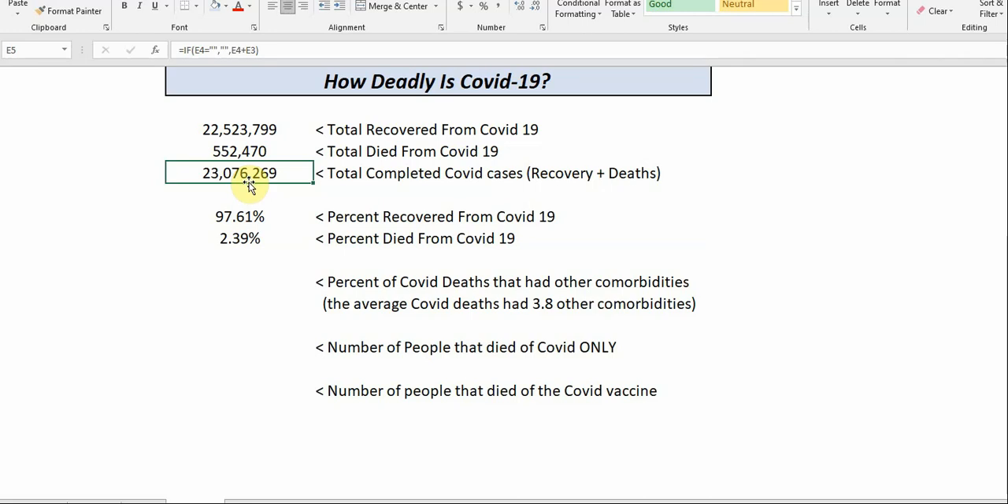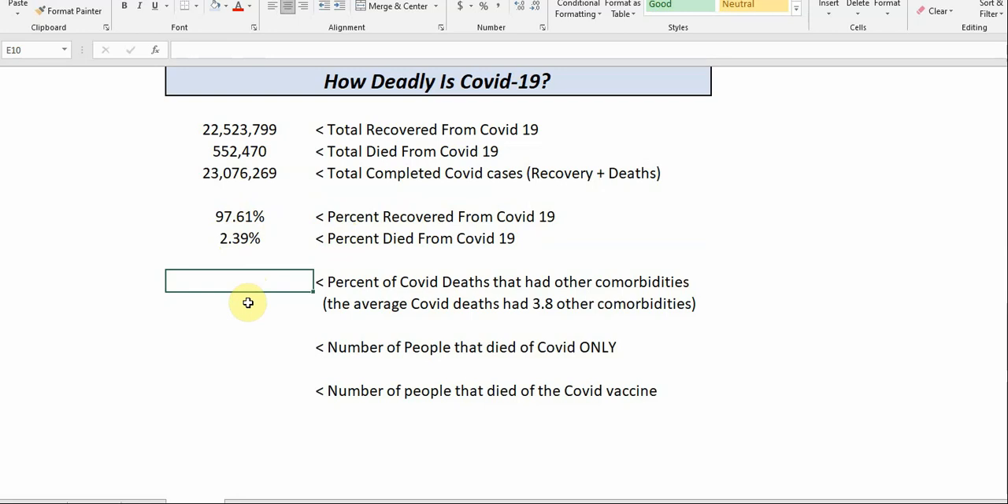So there's 23,076,269. 97.61% have recovered from COVID-19. 2.39% have died from COVID-19.